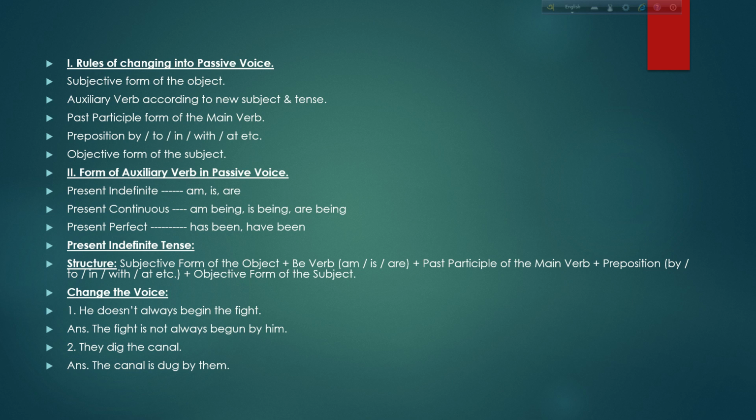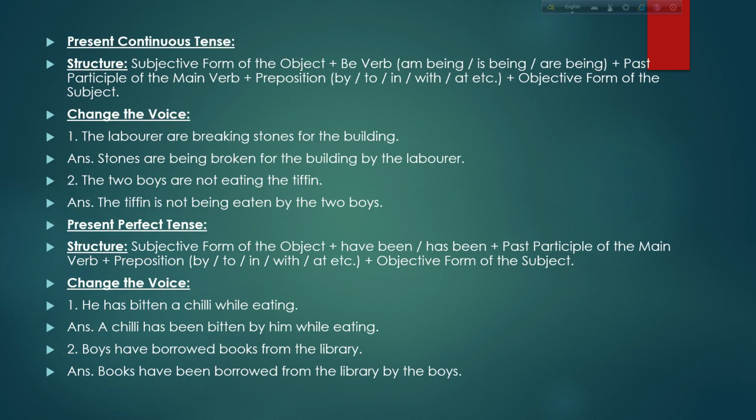Passive: the canal is dug by them. Now present continuous tense. Here the structure: subjective form of the object plus be verb (am being, is being, are being). Being is used here for continuous. Then the past participle of the main verb and a preposition (by, to, in, with, at), plus the objective form of the subject.